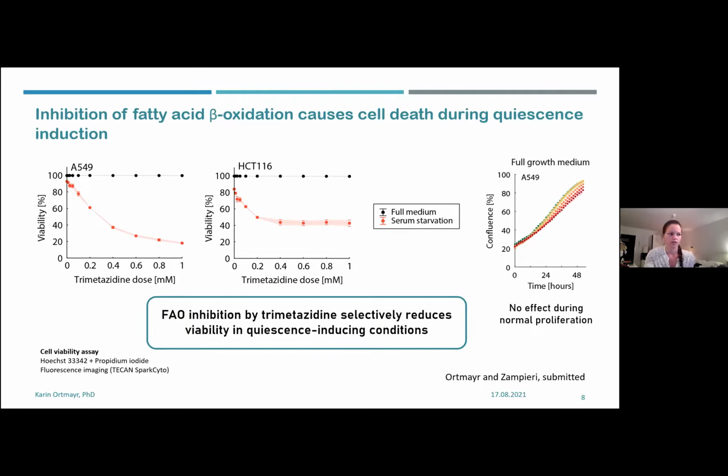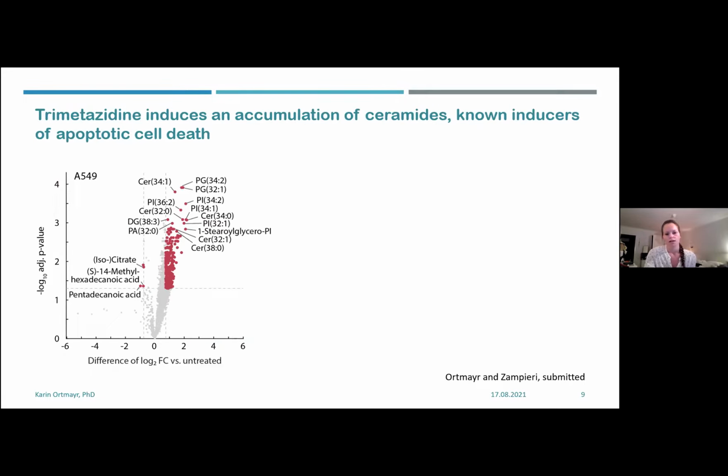Taking this together, it really supports the fact that fatty acid degradation and its enhancement is characteristic for cells in G0. We wanted to understand in more detail what the toxicity mechanism is underlying this inhibition of beta oxidation. We looked at the metabolic consequences of this fatty acid beta oxidation inhibition by trimetazidine. To keep it short, what we observed is that a number of lipid-related metabolites accumulated, and most notably several ceramides were among those.